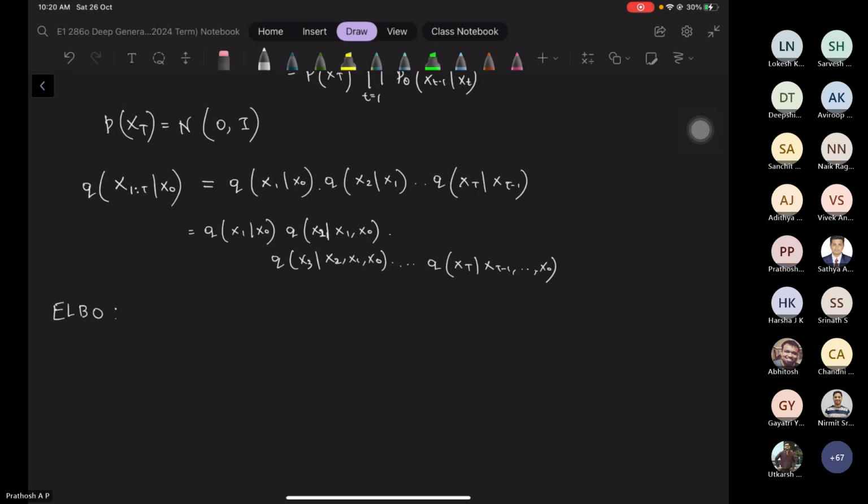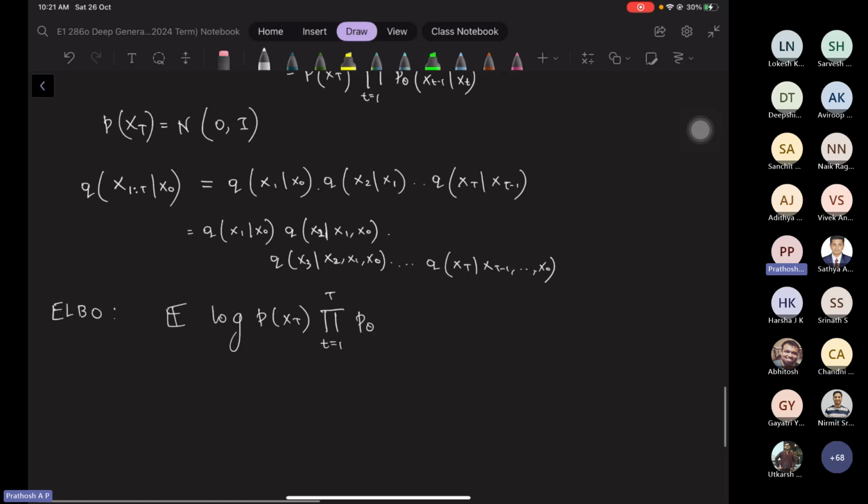Log of expectation of log of p(xT), please note that I've taken the dependence on theta for the final random variable, the product over t equal to 1 to capital T of p theta of xt minus 1 given xt, divided by the product over t equal to 1 to capital T of q of xt given xt minus 1.